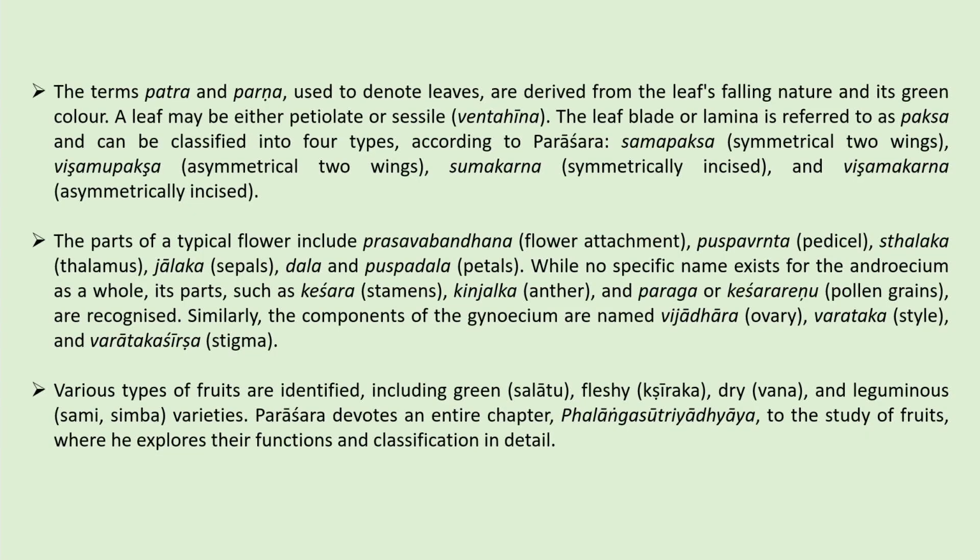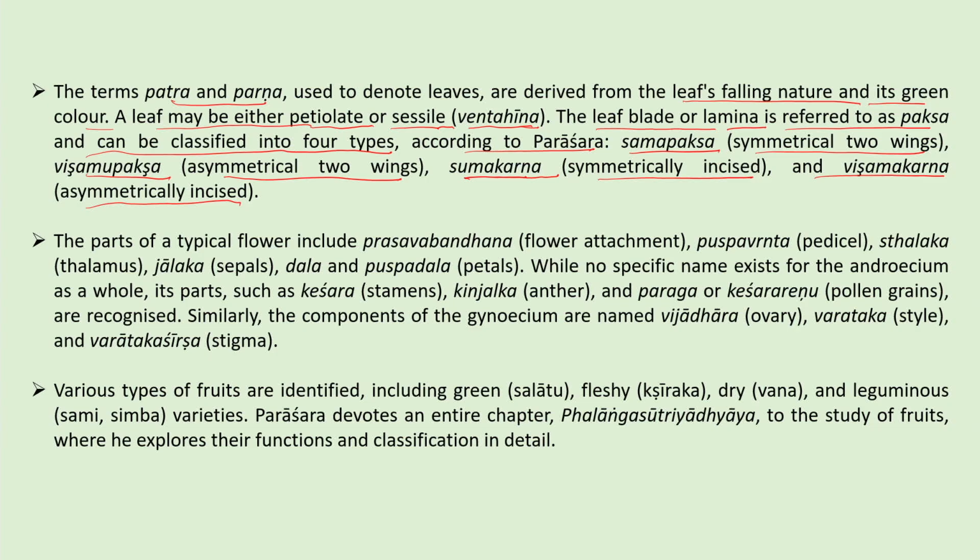The terms patra and parna used to denote leaves are derived from the leaves' falling nature and green color. A leaf may be either petiolate or sessile. Venthahina, the leaf blade or lamina, is referred to as paksha and can be classified into four types according to Parashar: samapaksha, symmetrical two wings; visamapaksha, asymmetrical two wings; samyakarna, symmetrical incised; and visamkarna, asymmetrically incised.